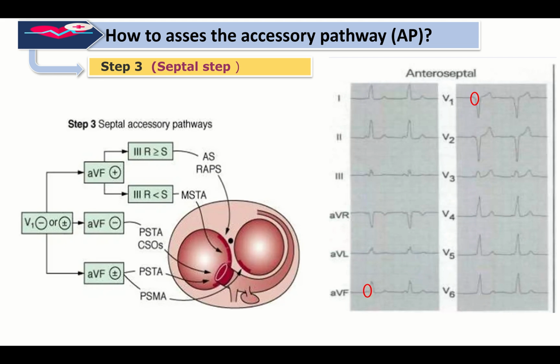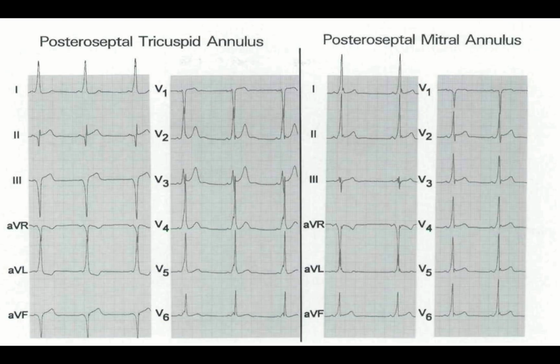Number 3, step 3, septal accessory pathway. After exclusion of left lateral accessory pathway and exclusion of epicardial, look at V1. It's a negative delta wave in V1, and the transition is usually early V2, V3. And you have to look at the inferior leads. If you find a positive delta wave in 2, 3, aVF, it looks like an anteroseptal accessory pathway. If it's a negative delta wave in 2, 3, aVF, it looks like a posteroseptal accessory pathway.